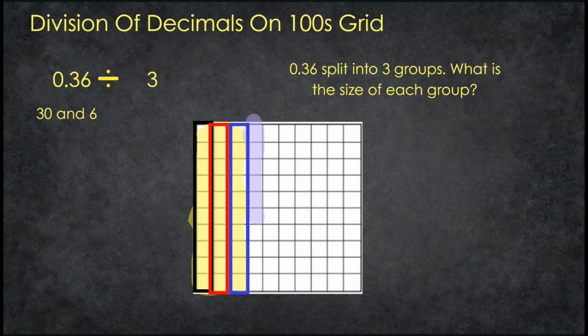I see 3 groups of a tenth. So 30 hundredths divided into 3 groups is going to give me 1/10. Now I'm going to look at the 600ths, and I'm going to ask myself, if I were to make 3 equal parts, how many would be in each part? Well, I see 2. I can break that 6 into 2 equal parts, or 200ths in each part.